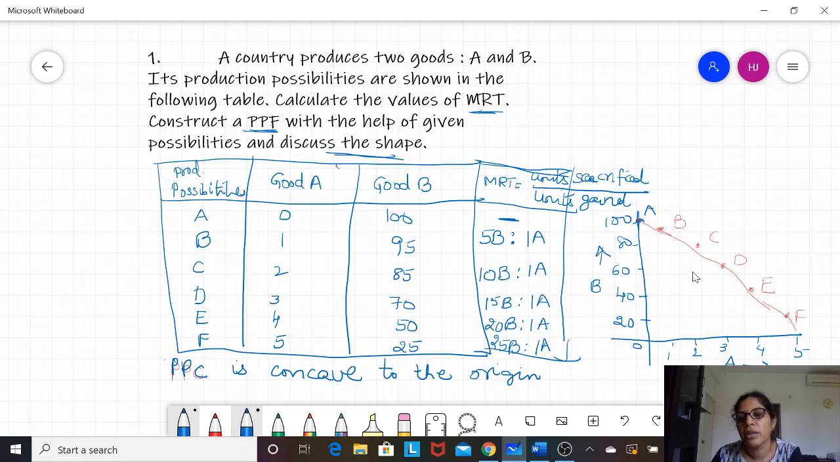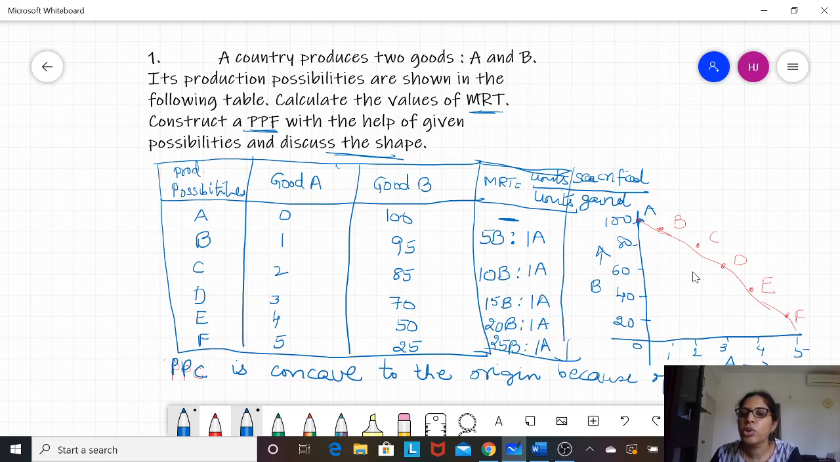Why is it concave to the origin? It is concave to the origin because of increasing MRT. You should write increasing MRT. See here, look at your MRT, your rate of sacrifice. Initially you sacrificed 5 units, then 10 units of B, then 15 units, then 20 units, then 25 units for every additional unit of A that is being produced. So because of increasing MRT, you get the concave shape. It is concave to the origin.